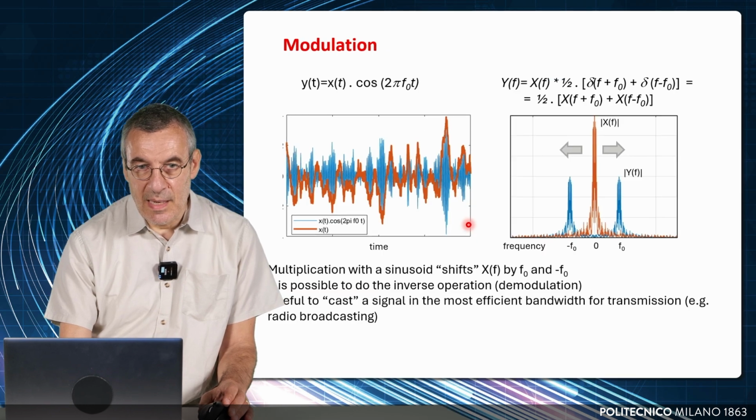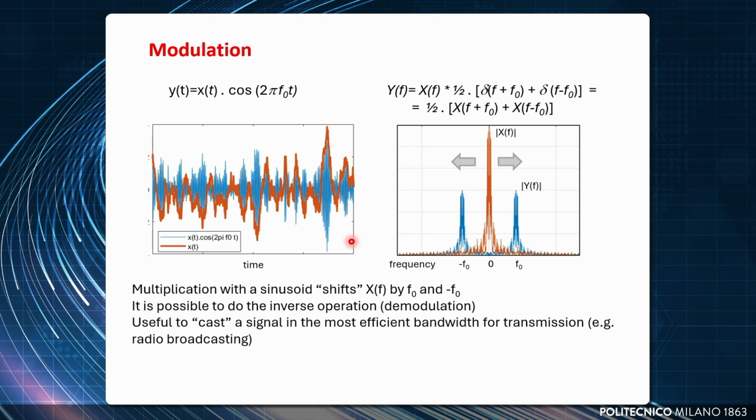Now comes another kind of off-the-shelf system, which is called the modulator. What happens if you multiply a signal x of t by a cosine? Remember that multiplication in the time domain is convolution in the frequency domain. When you do the Fourier transform of x of t, you get x of f. When you do the Fourier transform of the cosine, you get two impulses.